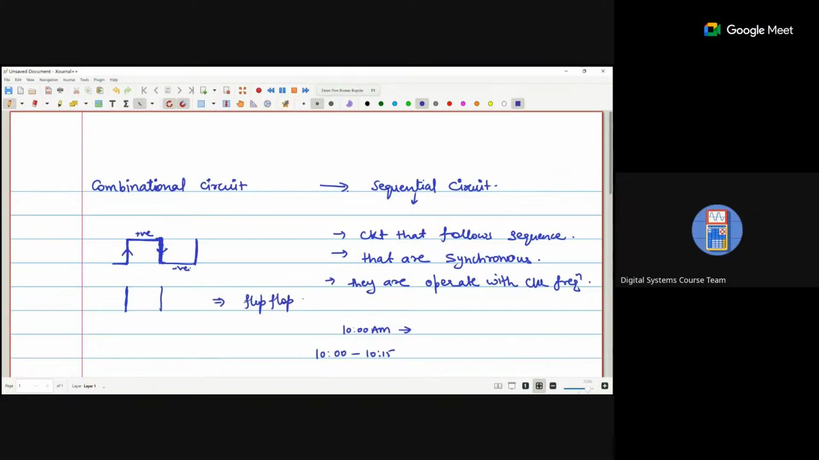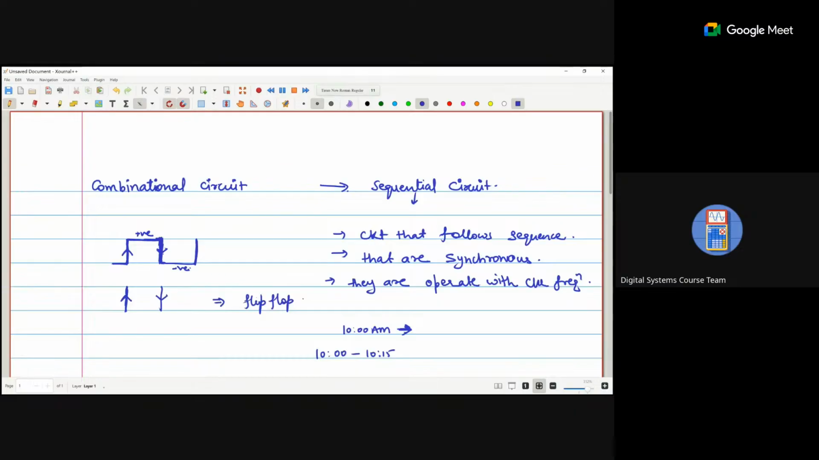So which one is more synchronous? The particular time instant, 10. Similarly, if the time taken for 0 to 1 and from 1 to 0 is very small, that is more accurate synchronization. So generally, for sequential circuits we use the edges, either the falling edge or the rising edge.